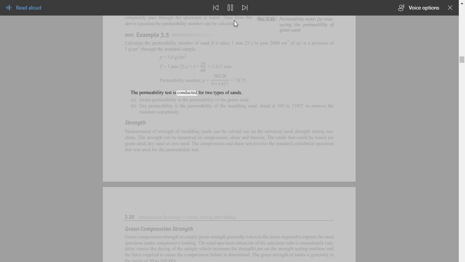The permeability test is conducted for 2 types of sands. A. Green permeability is the permeability of the green sand. B. Dry permeability is the permeability of the molding sand, dried at 105 to 110 degrees Celsius to remove the moisture completely. Strength. Measurement of strength of molding sands can be carried out on the universal sand strength testing machine. The strength can be measured in compression, shear and tension. The sands that could be tested are green sand, dry sand or core sand. The compression and shear test involve the standard cylindrical specimen that was used for the permeability test. Fig. 3.22 Permeability meter for measuring the permeability of green sand.